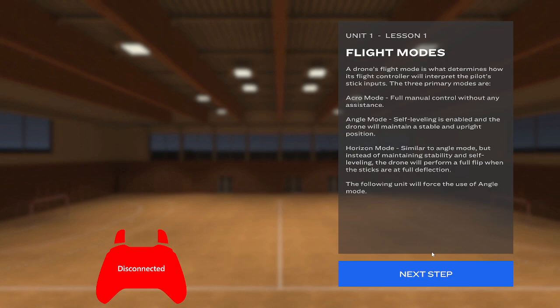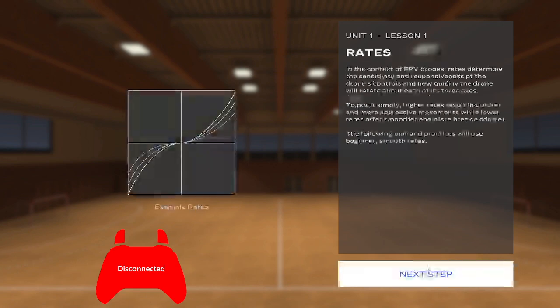Okay, I did not know that. I always fly in acro mode because I thought that's what I need to do. Apparently, it seems that I should probably be flying in angle mode. That's what we're going to do.